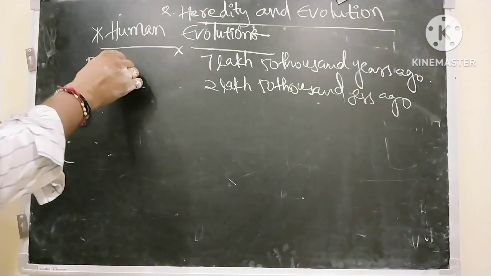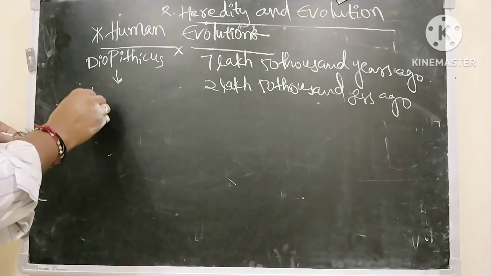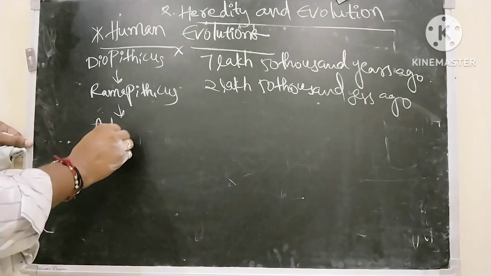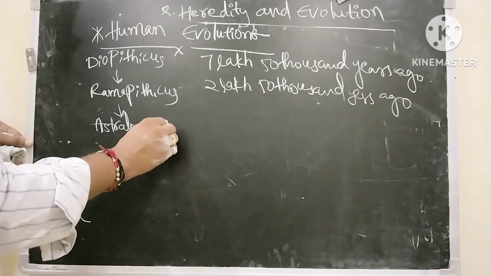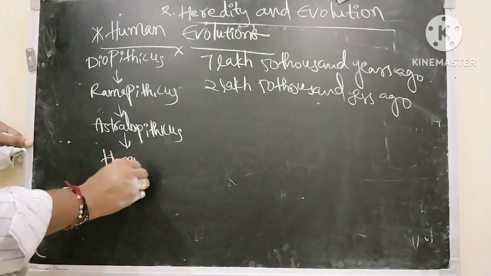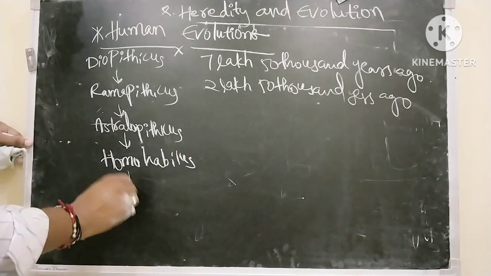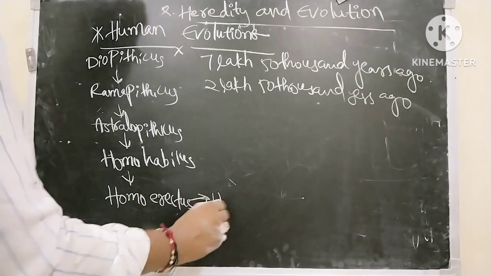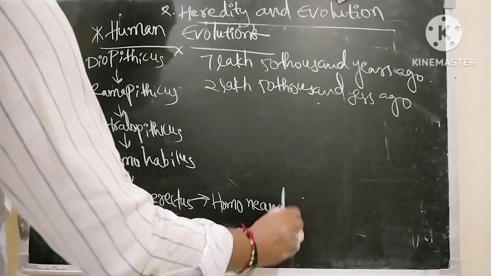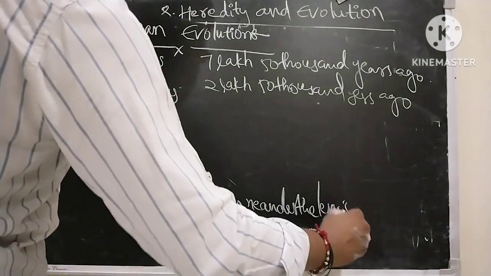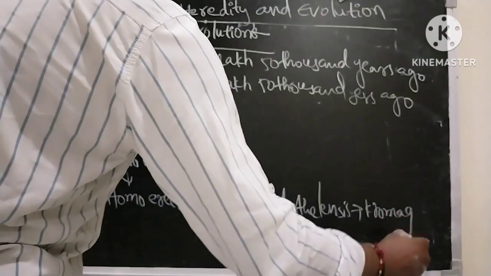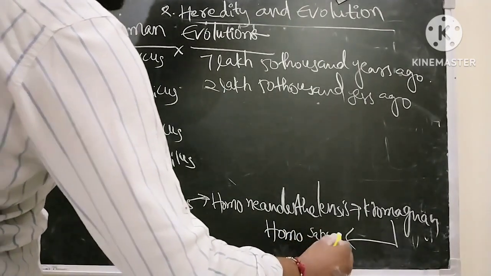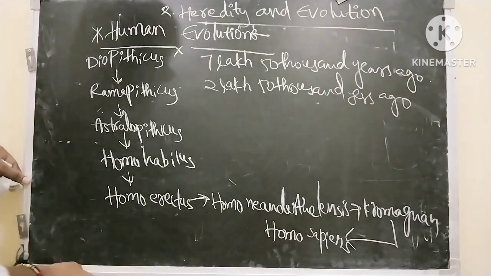This is the flow chart of evolution: Dryopithecus, Ramapithecus, Australopithecus, Homo habilis, Homo erectus, Homo neanderthalensis, Cro-Magnon, and today the scientific name of ours is Homo sapiens. Homo sapiens is the scientific name of human beings.